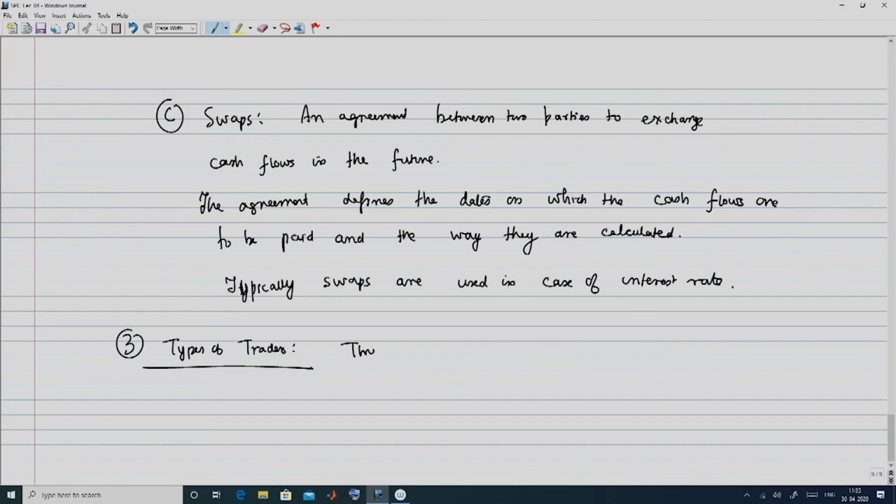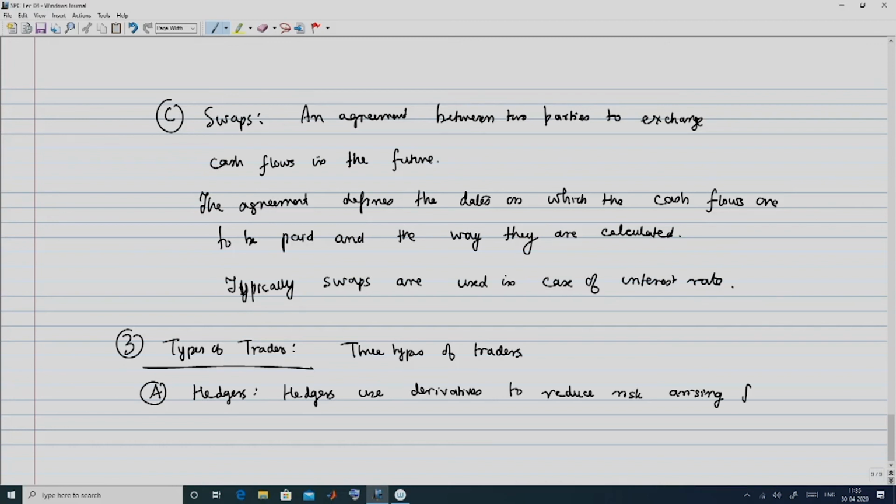So, there are broadly three types of traders. The first one are what are known as hedgers. So, hedgers use derivatives such as forwards, futures, options and swaps to reduce risk arising from potential future movements in a market variable.